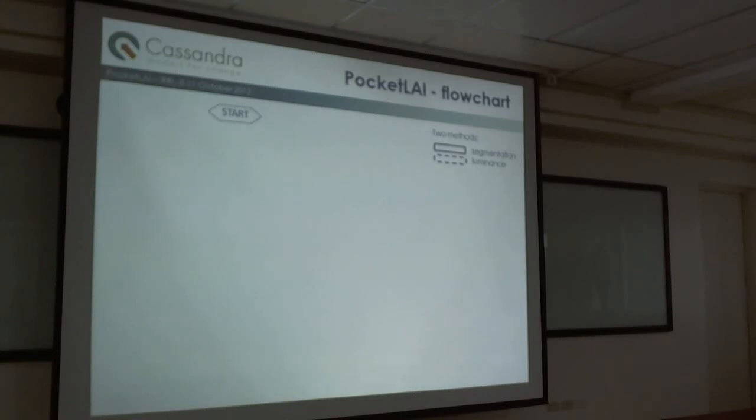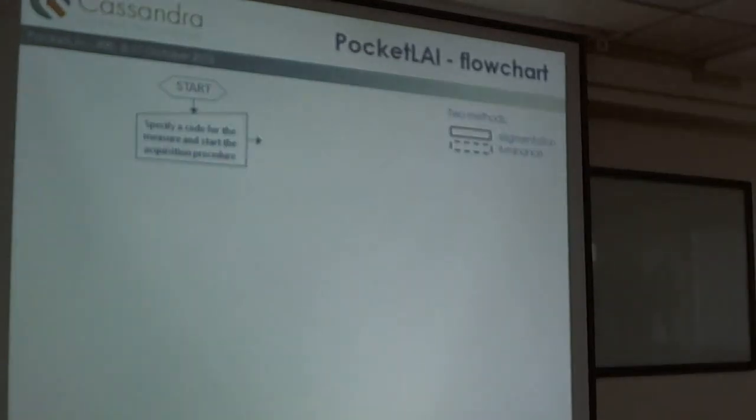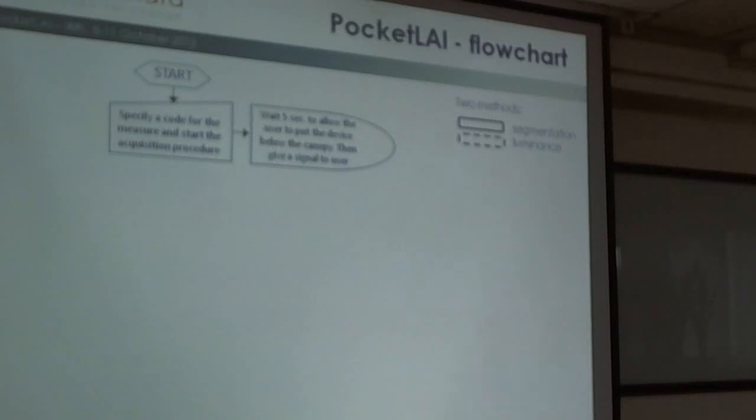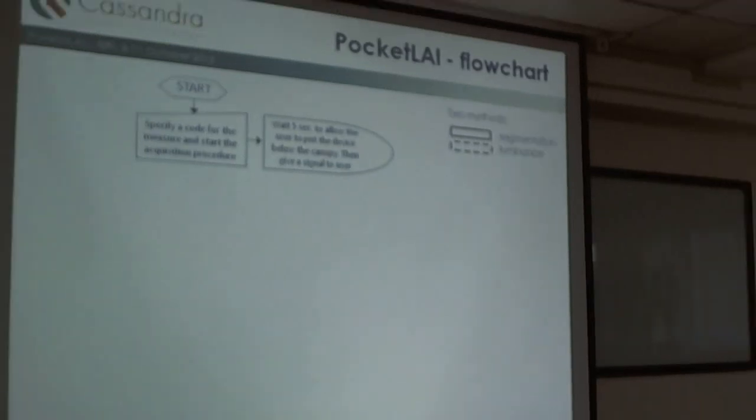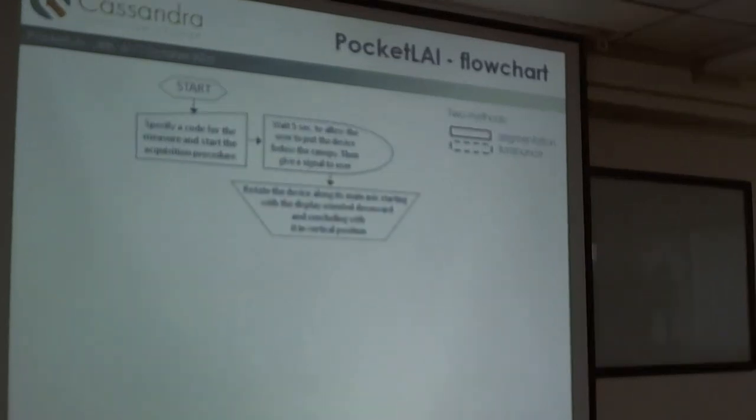And this is the flow chart of the application, so you have an idea of how it works. First, you have to specify the code for the measurement, so the name of the plot, the date, the name of the fields, or whatever you want. Then you have to wait 5 seconds, because sometimes it's needed to put the device below the canopy. And then you have to rotate the device along its main axis, and automatically it acquires information at 57 degrees.